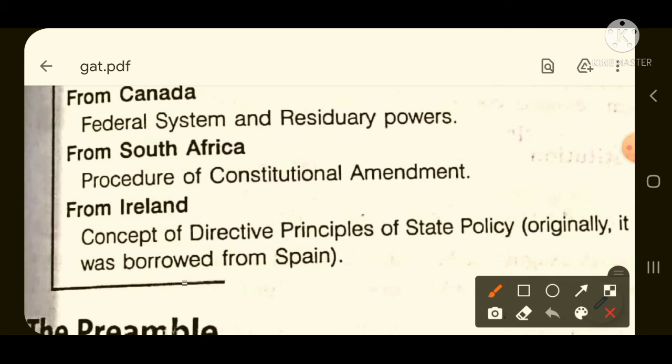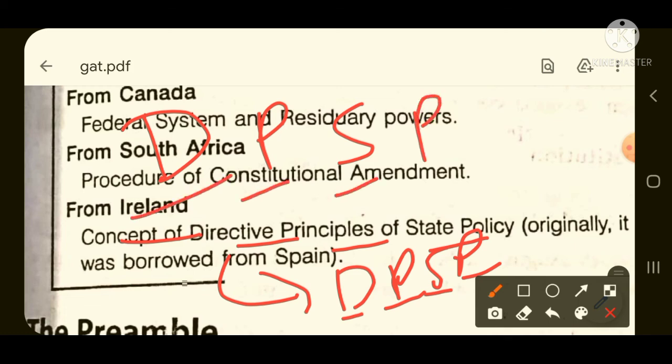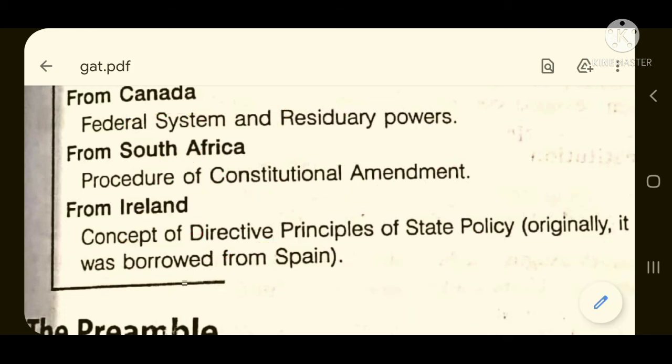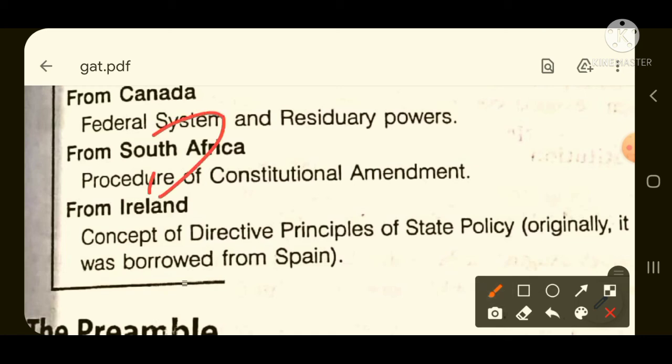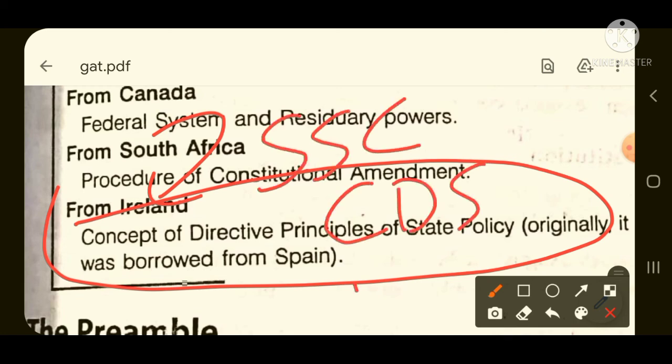Next is a very important and the last feature in our Indian constitution which we have borrowed from Ireland, that is the Directive Principle of State Policy. In short it is called DPSP. This feature we have borrowed from Ireland. This is a highly repetitive question in the NDA examination. Not only in NDA, even in SSC, CDS, and AFCAT, this DPSP comes in almost all of the examinations.